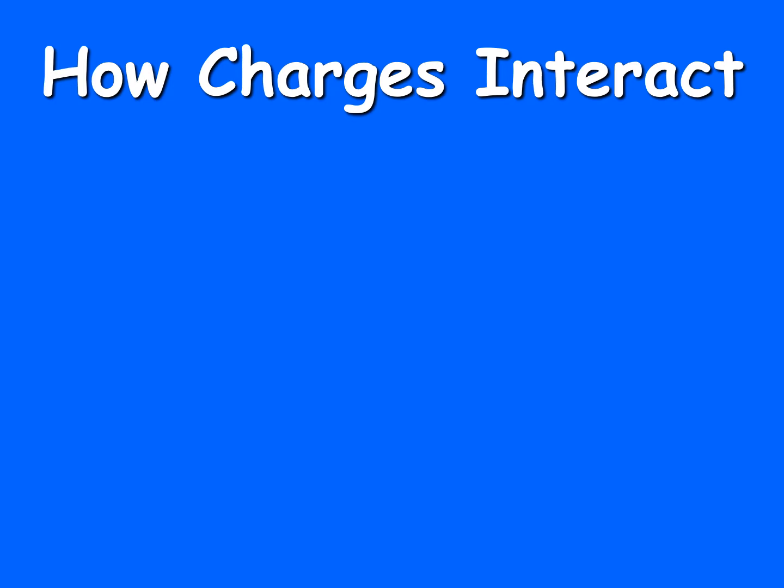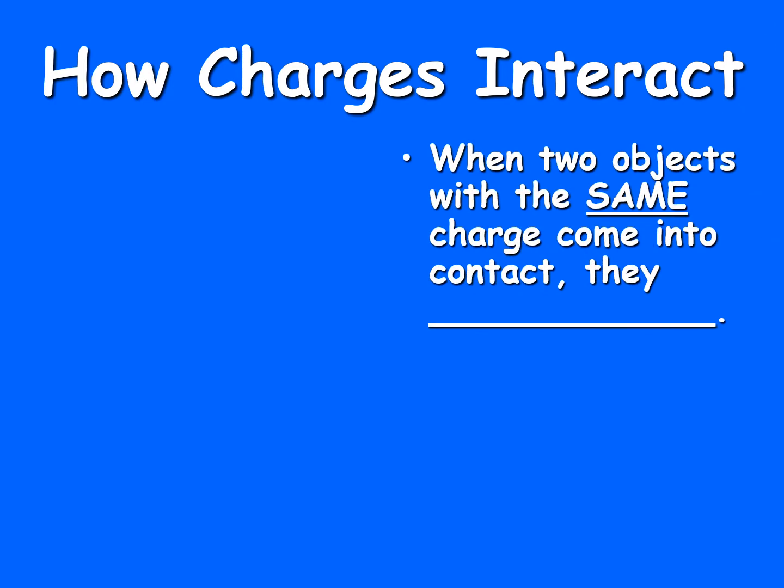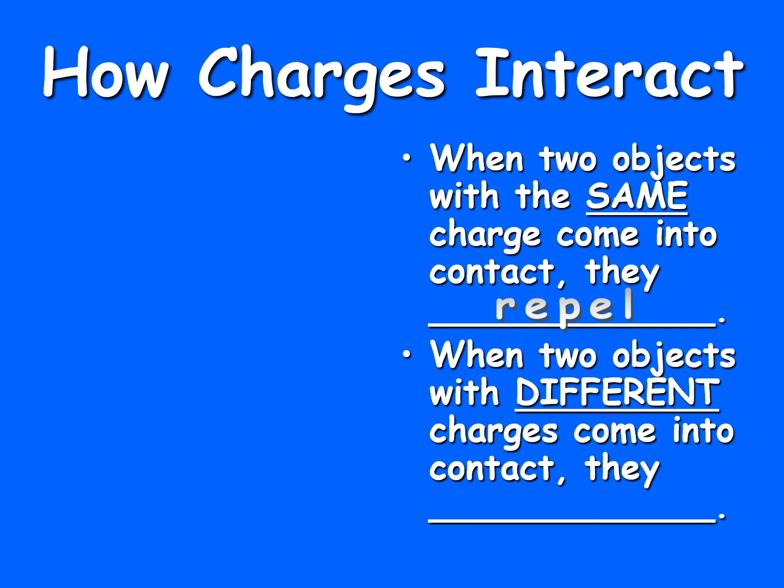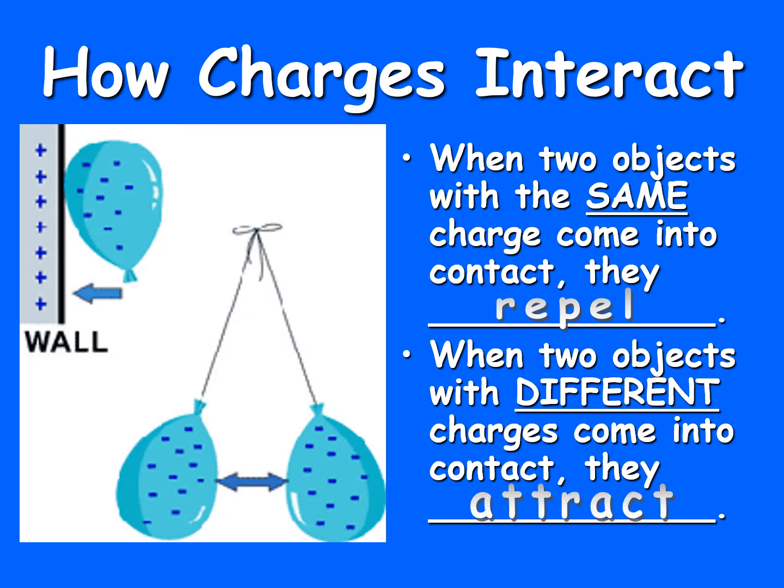Now, how do charges interact? When two objects with the same charge come into contact, they repel. And when two objects with different charges come into contact, they attract. As you can see here, these two balloons are both negatively charged. So what happens? They repel.